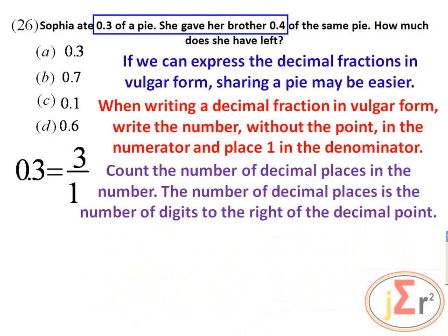Count the number of decimal places in the number. How many decimal places do we have? 1. So we only have 1 decimal place. So we count the number of decimal places in the number.